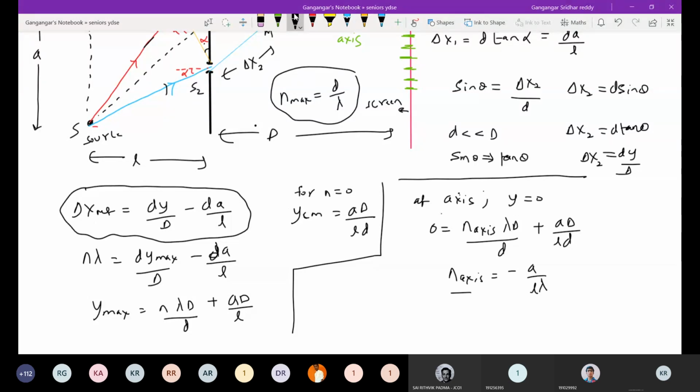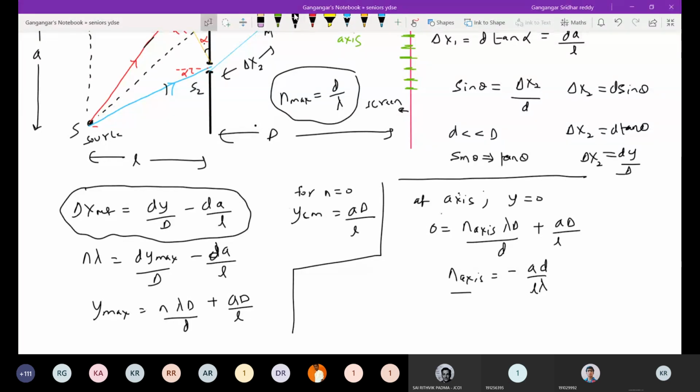Then YCM will be capital D by small d. Next, order of interference. So here one, this D will not be there, no? Okay, now fine, check it. Just all of you make the correction. Those who took a screenshot, delete it and go for a new fresh one.